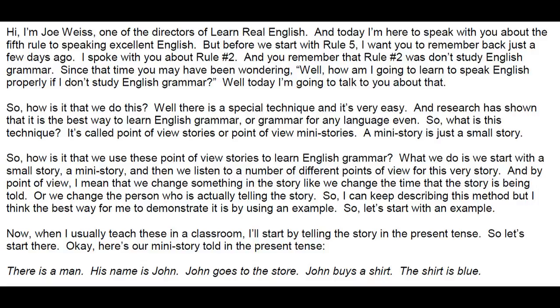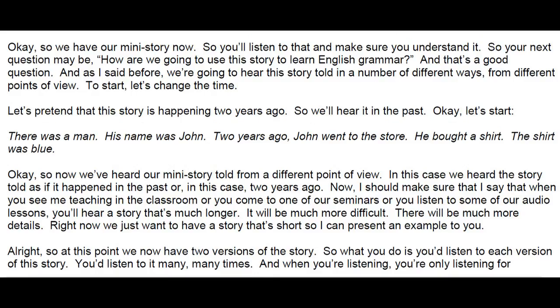Now, when I usually teach these in a classroom, I'll start by telling a story in the present tense. So let's start there. Okay, here's our mini story told in the present tense. There is a man. His name is John. John goes to the store. John buys a shirt. The shirt is blue. Okay, so we have our mini story now. So you listen to that, you make sure you understand it.